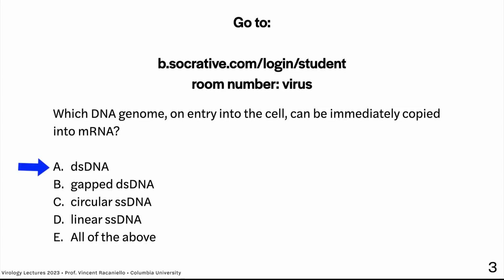Okay, most of you got double-stranded DNA, which is right. It's the only DNA that can be immediately transcribed without further modification. The gapped has to be repaired. The circular single strand has to be made double strand. The linear single strand has to be made double strand. So all of them need some manipulation before they can be transcribed.